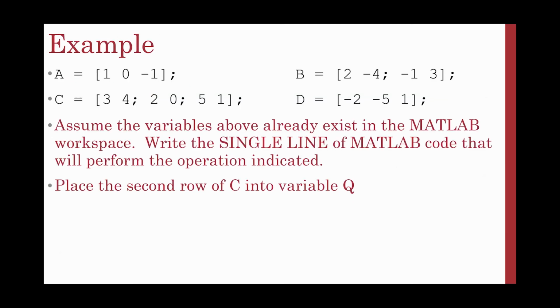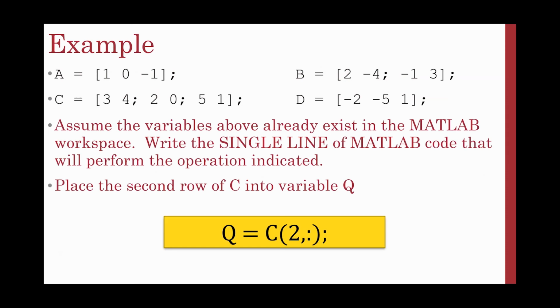So let's assume we have these variables defined in MATLAB already. What is the line of code we would type if we wanted to place the second row of C into a variable Q? Well, I would say Q is equal to C. I want the second row, so C of 2. And I want all columns in that row, so comma colon.